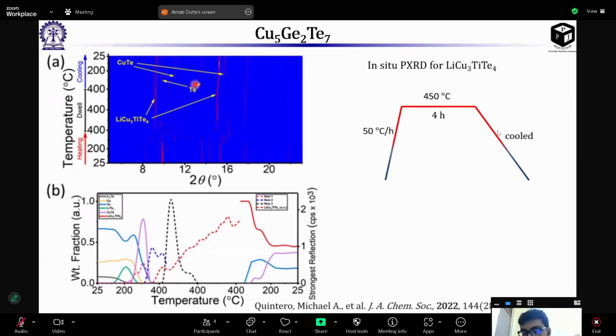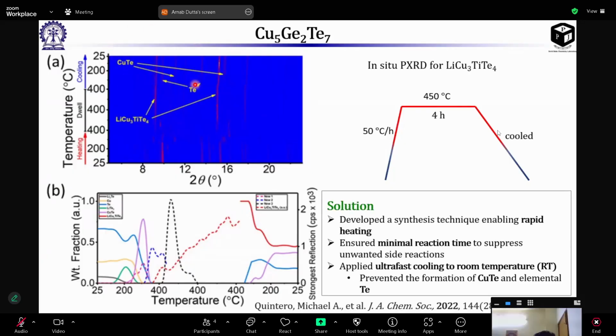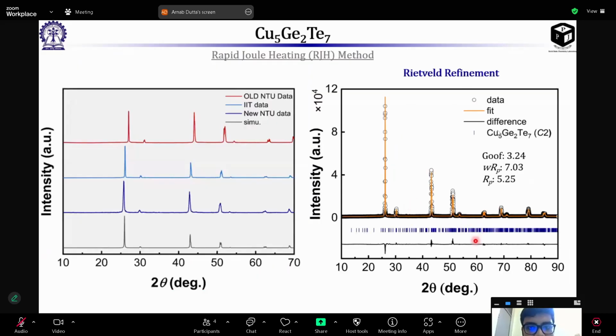So then I thought of a reaction mechanism: if we can heat the sample very rapidly, if we synthesize the sample in a very short time period, and if we cool the sample very rapidly, then this copper telluride and tellurium cannot form. So that is why I contacted Jointo and he successfully synthesized the sample. And there is a question here, actually, on the previous slide.